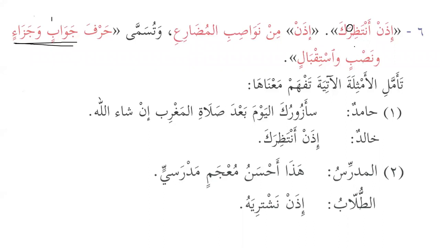Wa nasbin, and number two, it gives nasb to the mudari. Wa istiqbalin, and number three, it refers to the future. So it has three functions. Number one, it is harfu jawabin. It comes as an answer to the statement. That's number one. Number two, it gives nasb to the mudari. And number three, it gives the meaning of the future.